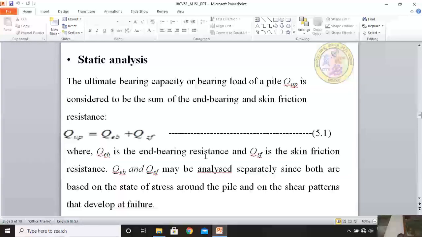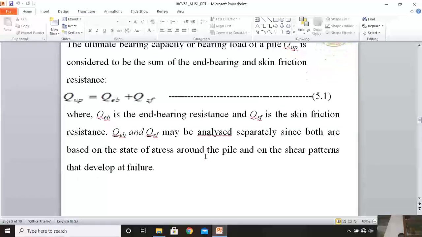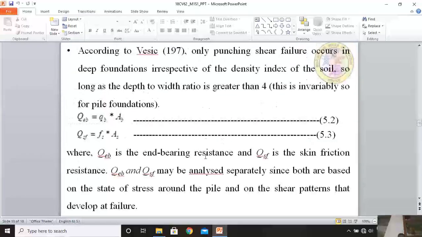QEB and QSF may be analyzed separately since both are based on the state of stress around the pile and the shear patterns that develop at failure. According to Vesic, only punching shear failure occurs in the foundations irrespective of the density index of the soils.